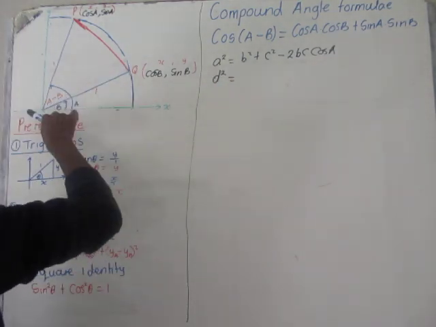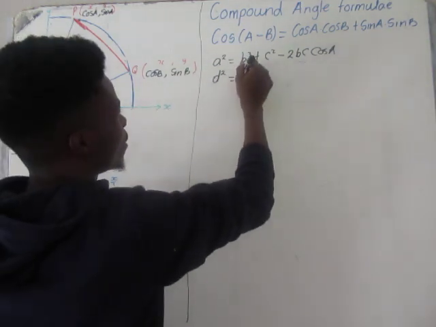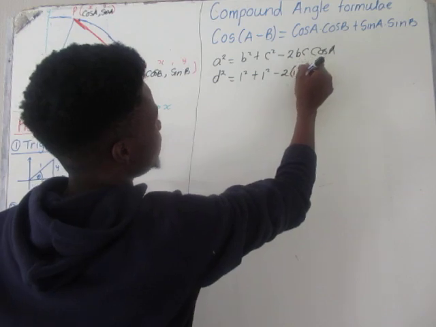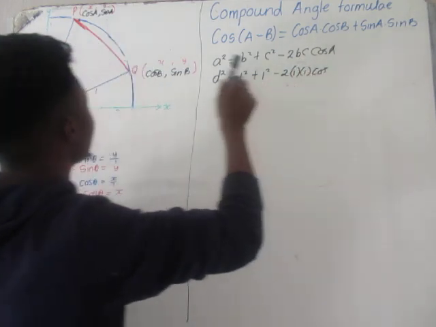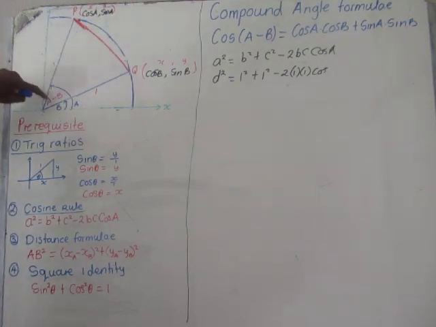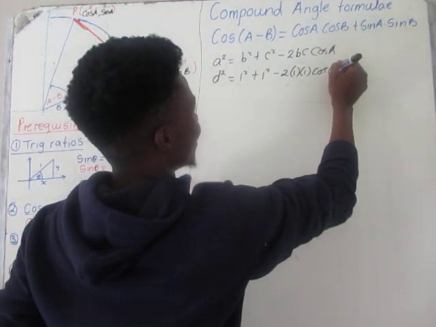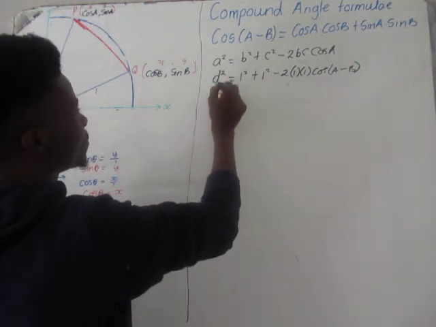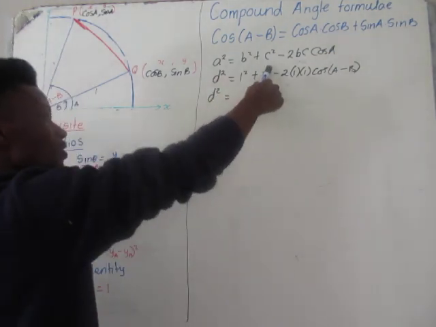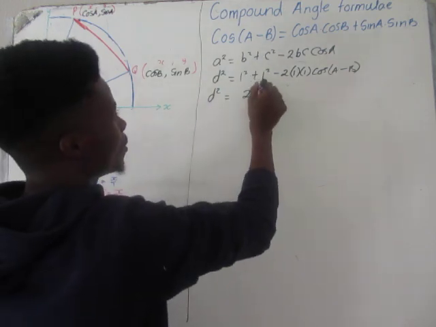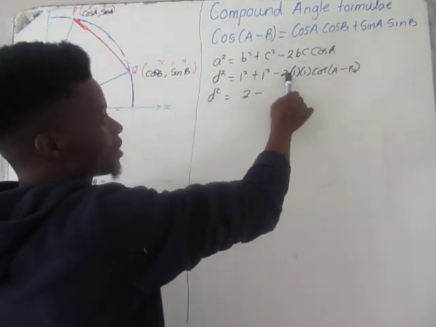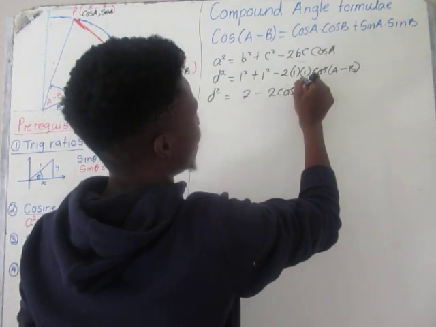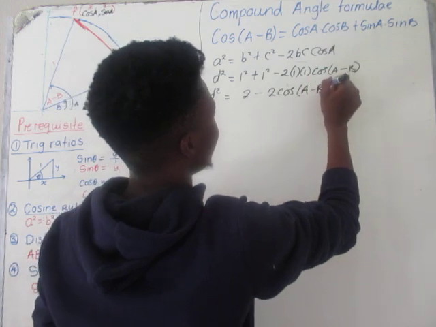So this is 1 and this is 1. That's the length, isn't it? So that's 1 squared plus 1 squared minus 2 times 1 cos of the angle. So this side, the cos of that angle is cos A minus B. Then we simplify: the distance of this line is 1 squared is 1, 1 squared is 1. So 1 plus 1 we get 2, minus 2 times 1 remains 2 cos of A minus B.